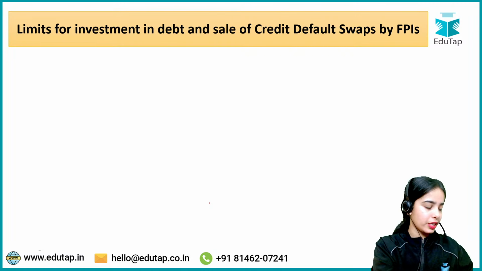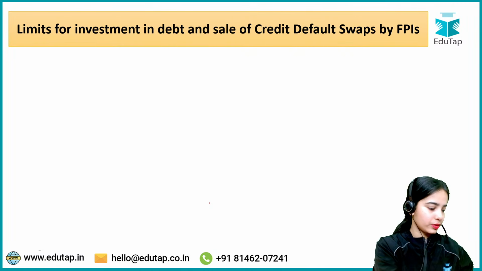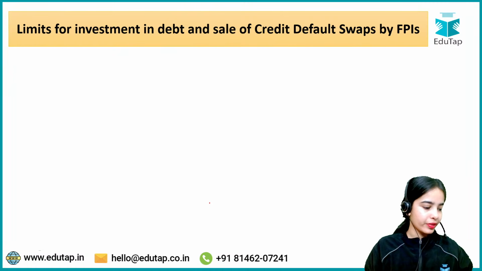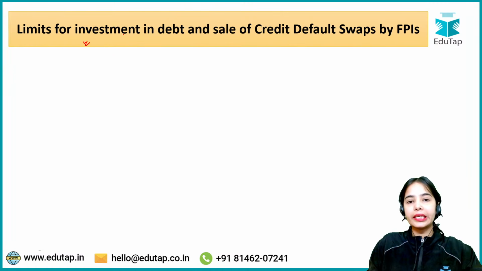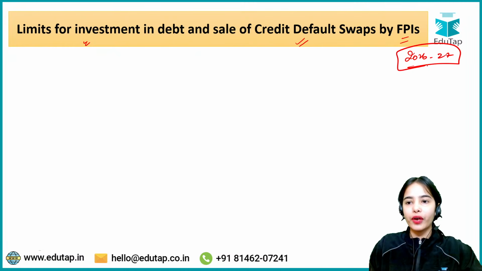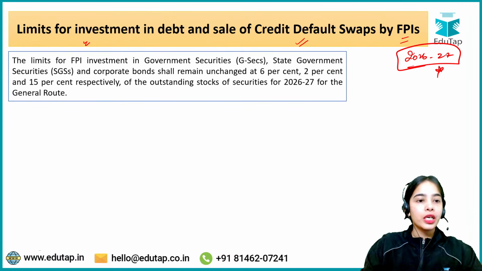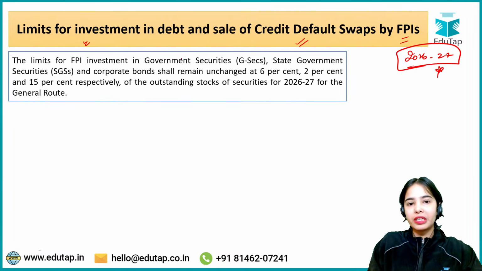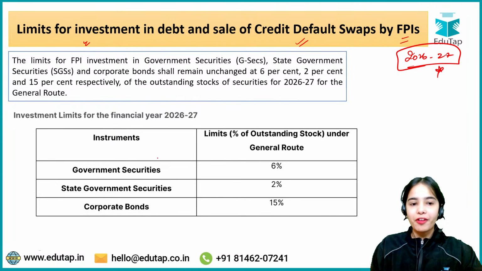Let's get started. So now we are going to start with the first topic, that is the limit for investment in debt and sale of credit default swaps by foreign portfolio investors for 2026-27, that is for the new financial year. The limits for FPI investment in government securities: the limits have been determined for the government securities, state government securities, and the corporate bonds.